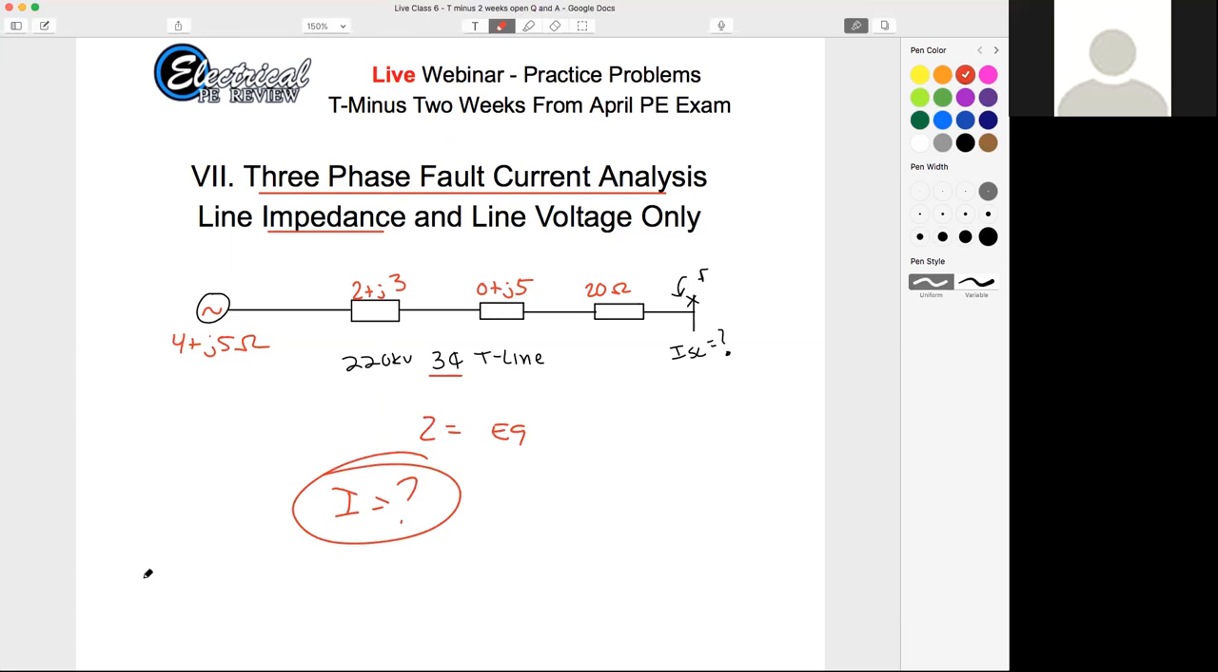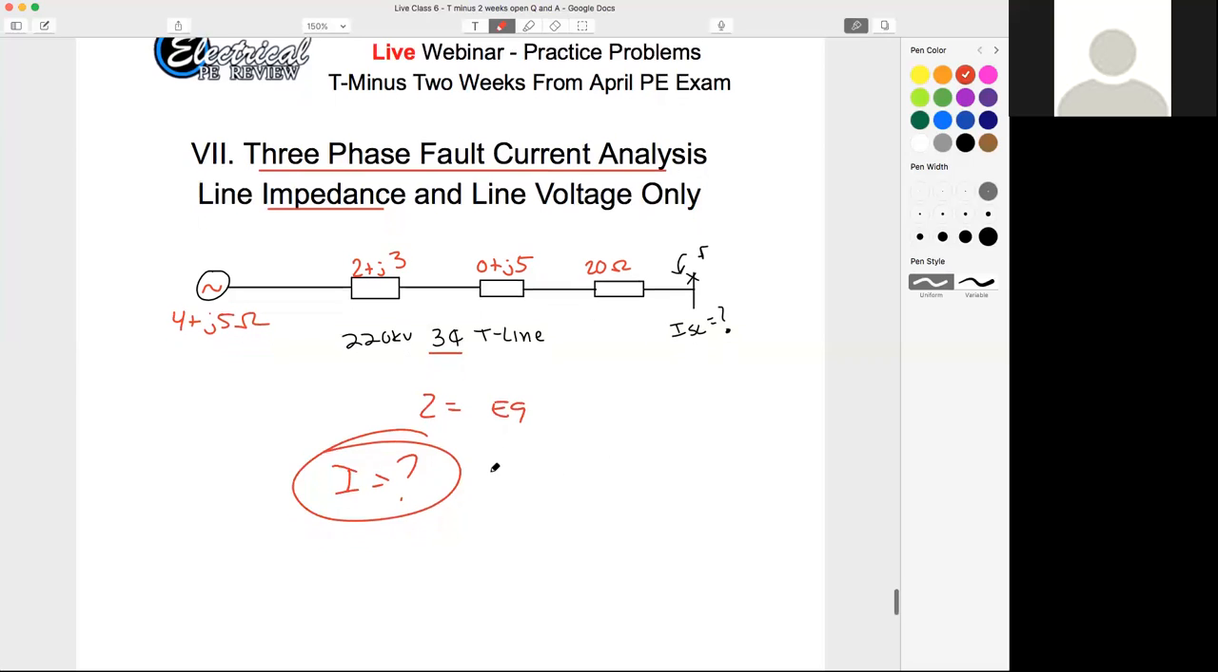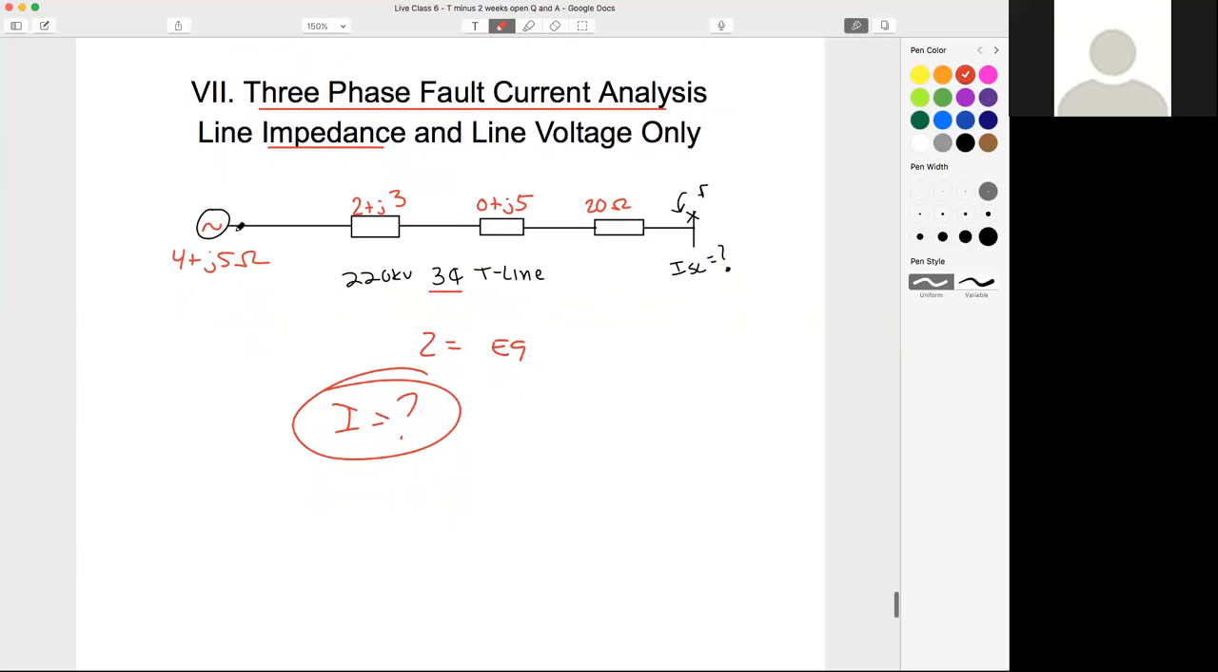Good. Good, Jonathan. Good, Kahina. So for those of you that can't see, if you're going to be watching this later, last time we talked about this, even though it says fault current analysis, it's really just what? This is really just a simple circuit analysis problem. At least this.